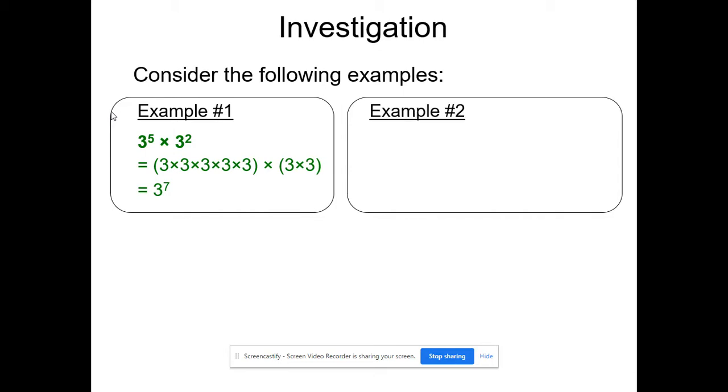Our second example is 6 to the 7 times 6 to the 3. So that's 7 6s being multiplied together, and then 3 6s being multiplied together. And I end up once again with a very long string of 6s. There's actually 10 of them in total. So this is 6 to the power of 10.